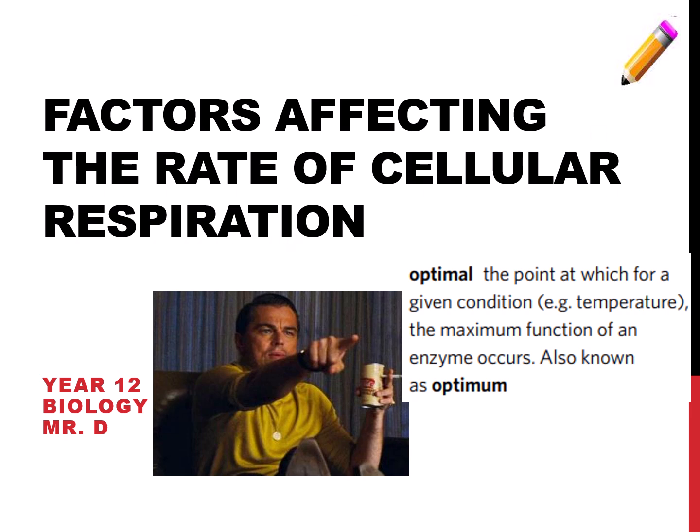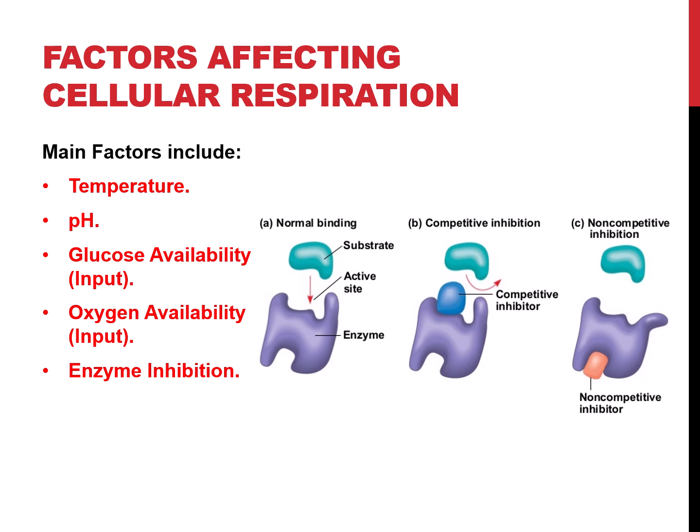All right, in this video, we're going to be looking at the factors affecting the rate of cellular respiration. We've seen this stuff before, so it's going to be a bit of a quicker one. Again, your main factors are going to be temperature and pH as per usual. In this case, because it's aerobic respiration, we have glucose availability, because it's an input, oxygen availability, because it's an input, and of course, enzyme inhibition as well. So, the way enzymes are affected by different things.